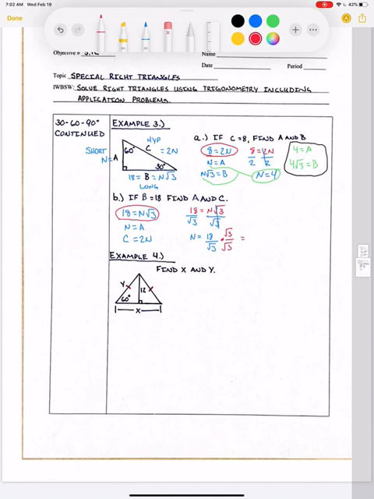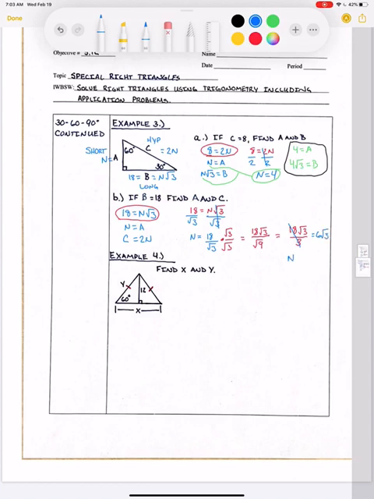So this is going to be 18 square roots of 3 over the square root of 3 times the square root of 3. In the denominator that becomes the square root of 9, which is going to become 3. So I have 18 square roots of 3 divided by 3. Now the last thing you can do is simplify 18 and 3. 18 divided by 3 is going to become 6. So this is going to be 6 square roots of 3.